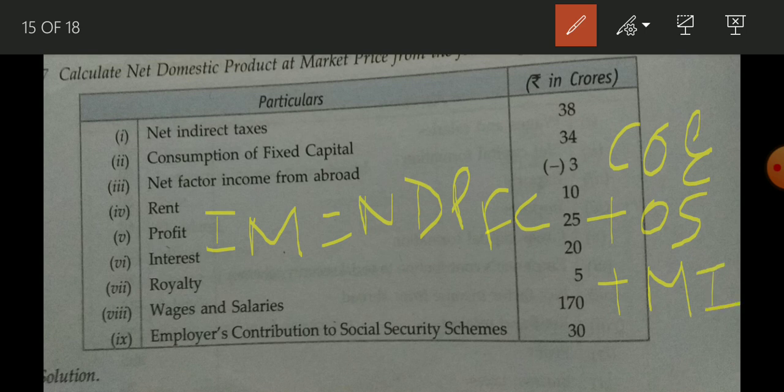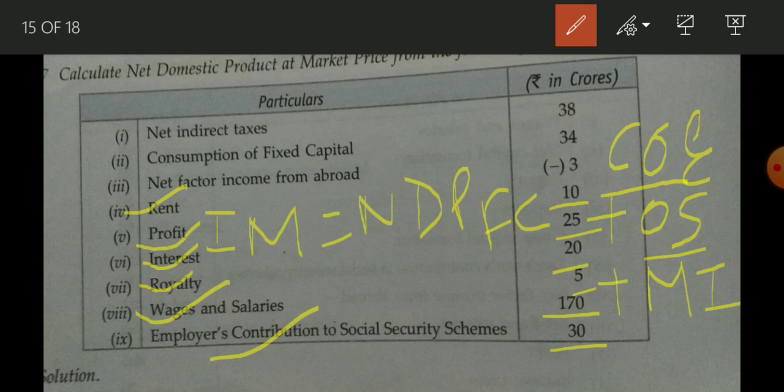Okay student, now here you can see again the value of COE is not given directly, so for getting the value of COE we will add wages and salary. The wages and salary value is 170, employers contribution to social security scheme is 30, so it becomes 200. Now for the value of operating surplus, we will add the value of rent, royalty, interest and profit. So this is 10, 25, 20 and 5. In this way we get the value of operating surplus, and the value of mixed income is not given in the question, so we will consider it 0.